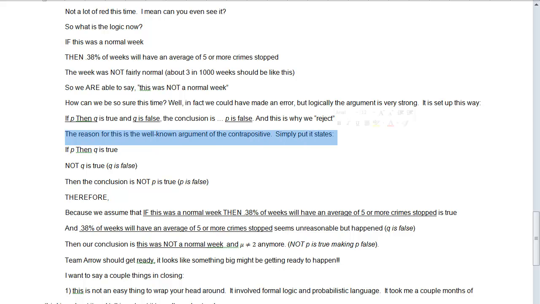And simply put, or as simply as I hope, if P then Q as a statement is true, and not Q is true, then the conclusion is not P is true. Now understand, if not Q is true, then Q is false. And if not P is true, then P is false. It's the opposite value. Okay?